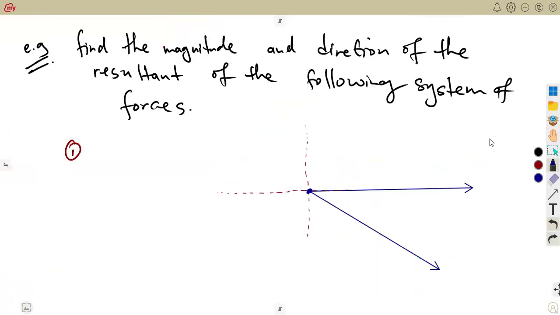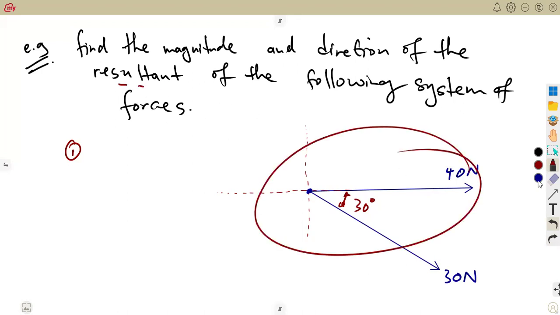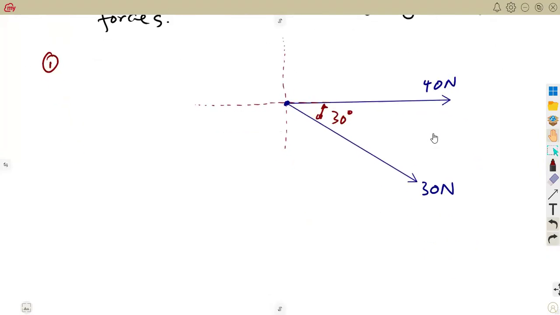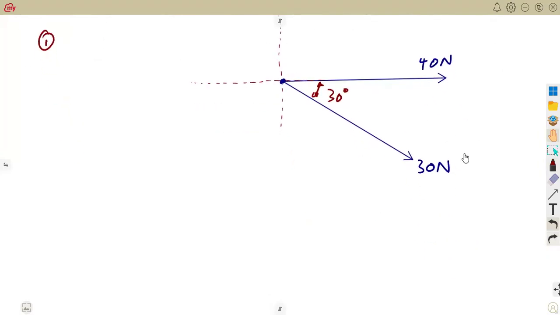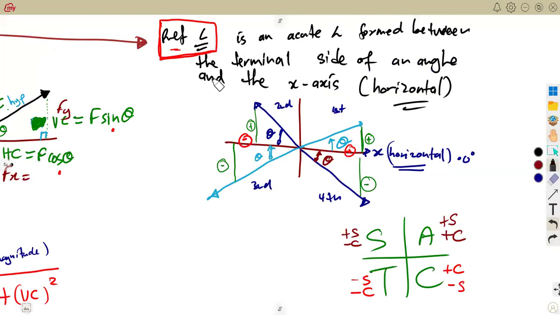So that part, you're supposed to know it, guys. Okay, no problem. So this is it. We are given two forces in our example. This is 40 Newton. Another one is 30 Newton. And the angle between these two is 30 degrees. So that is our question. We are asked to find the magnitude and direction of the resultant of the following system of forces. So there we've got two forces that we are going to combine using our components, and not only using the components, but focusing on the reference angle.